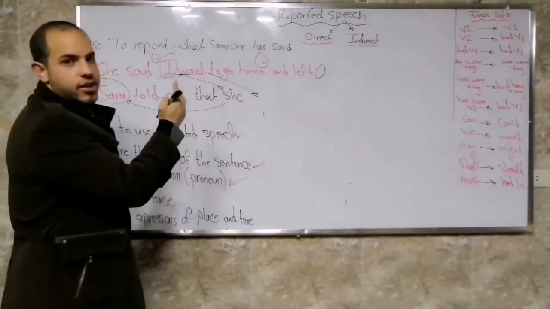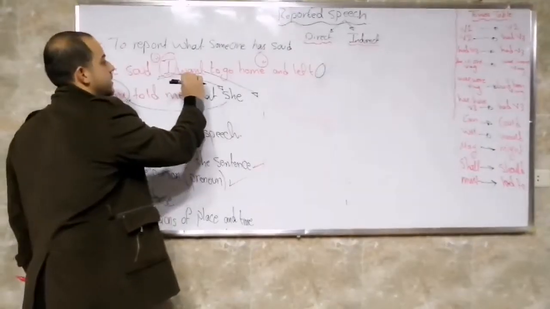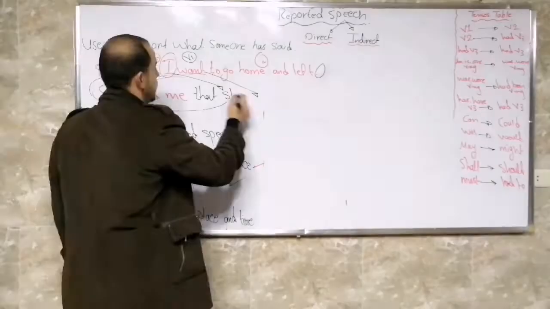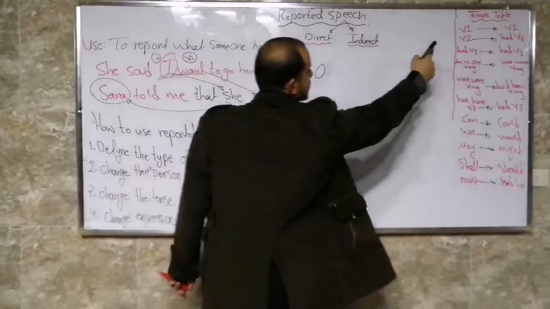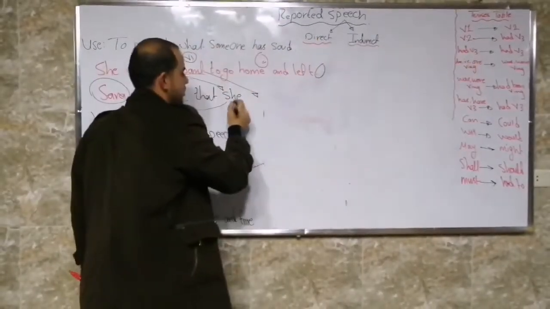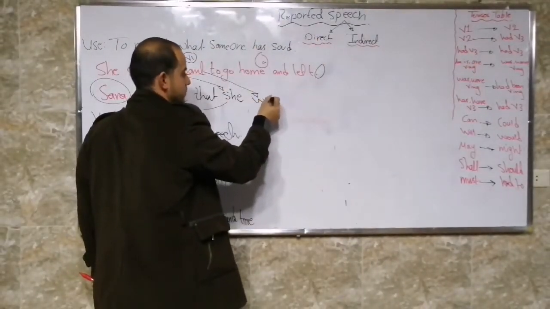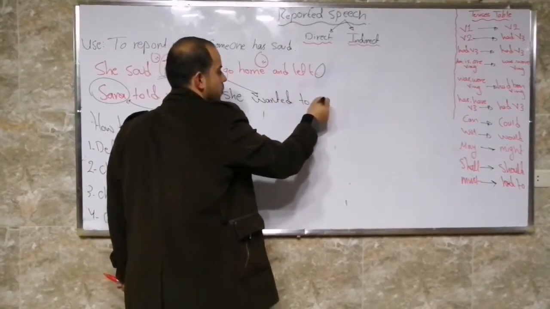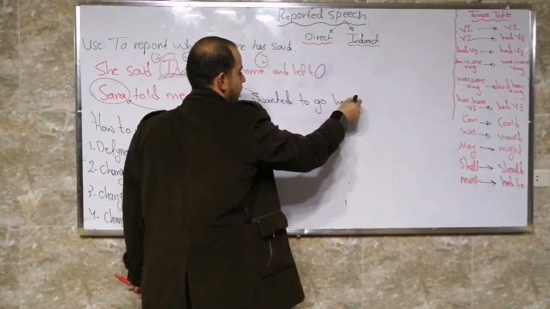Okay? Sarah told me that she want, as the tense. And you can notice here that the tense is verb 1. Okay, want changes to verb 2. So she wanted to go home.